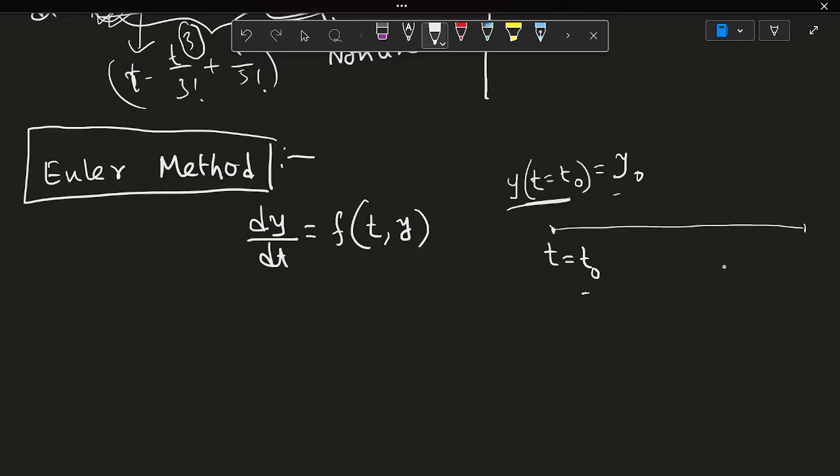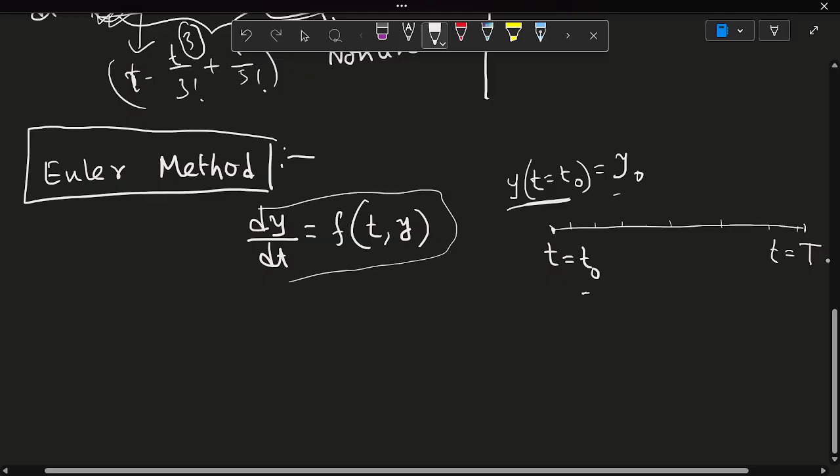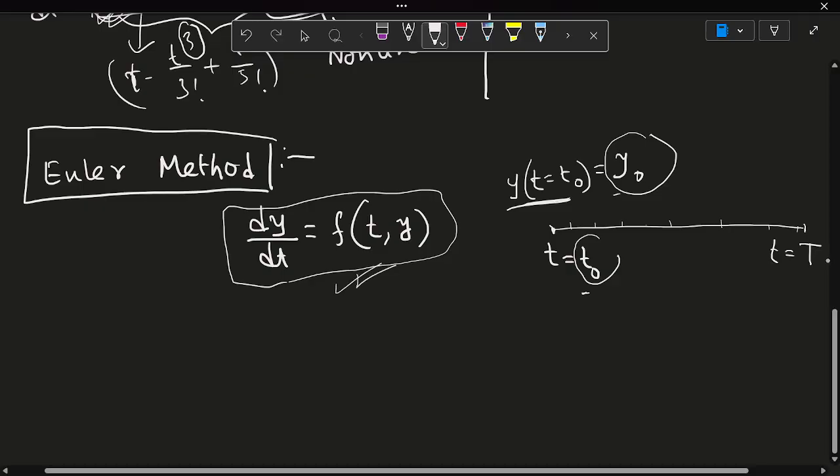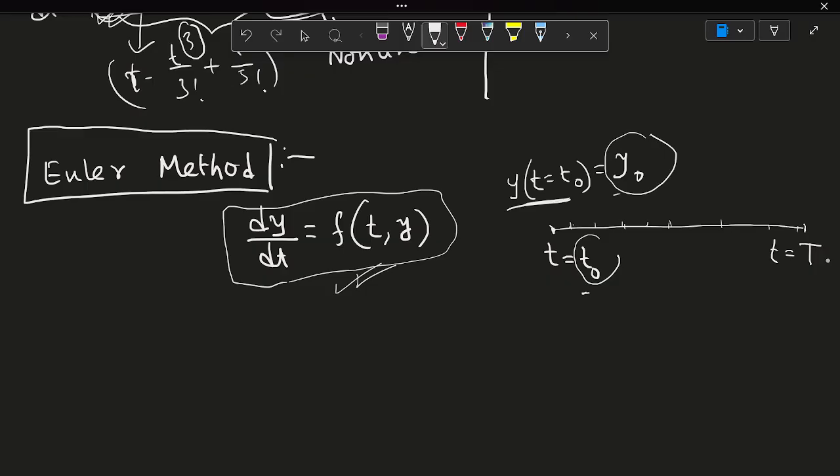You want to solve it for a larger time. For example, the final time is t equal to T, and in this time range you want to know how your y will look. You will have an array of t, and these are the points in t. So this is the update rule for y. According to the rule, if this is our initial time and this is our initial y value, then if I follow this rule, what will be the values of y for all the t values present in the t array? This is our goal.